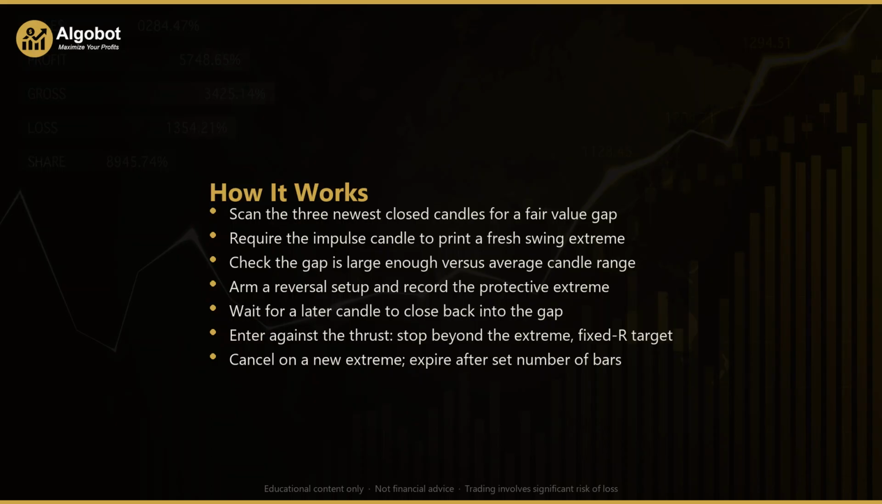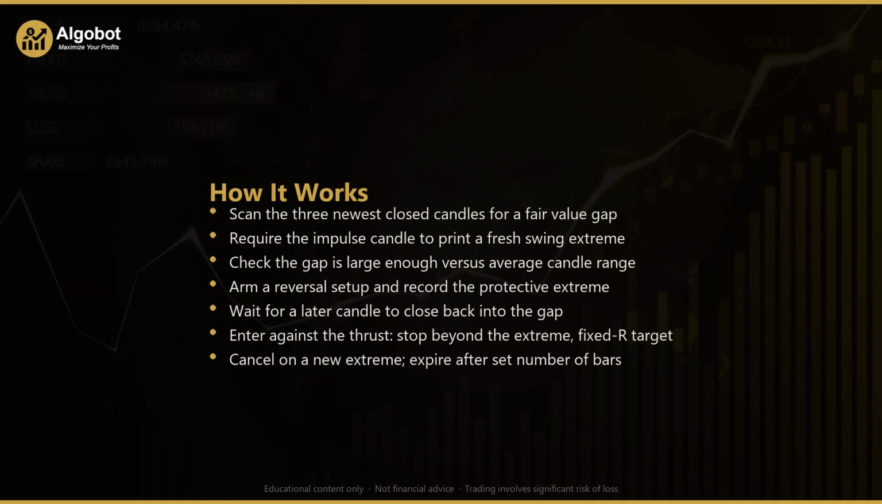Confirmation always needs a later candle. For an armed sell, the strategy waits for a future candle to close bearish and to travel back down into the gap, past a tunable FillFraction, half the gap by default. When a candle closes back inside that zone, the sell is placed. For an armed buy, it waits for a bullish candle to close back up into the gap.